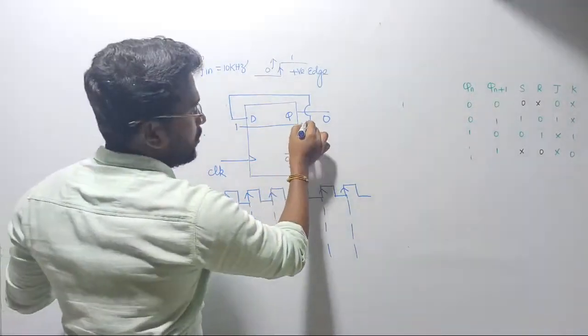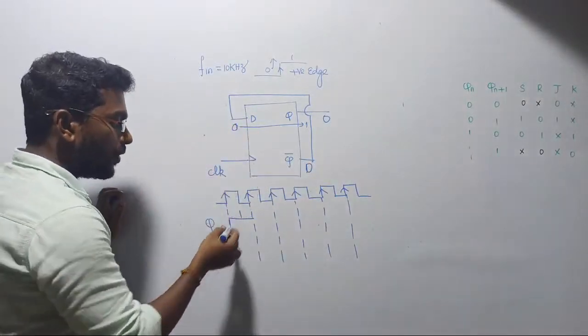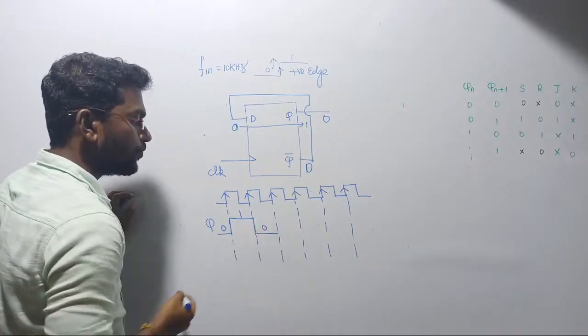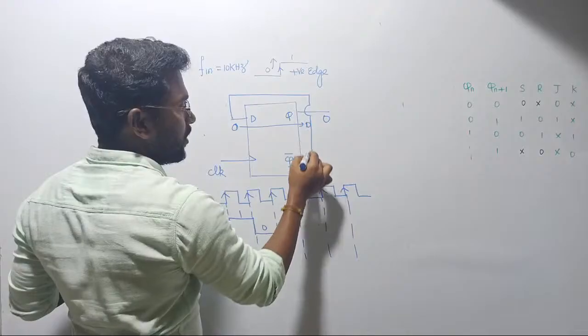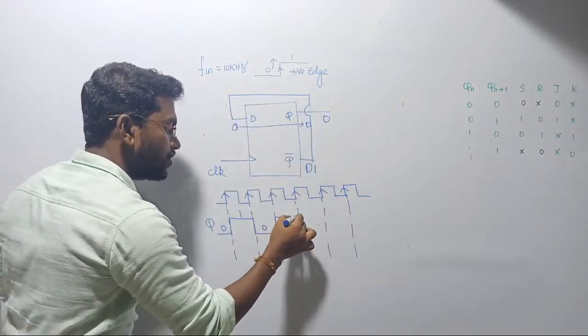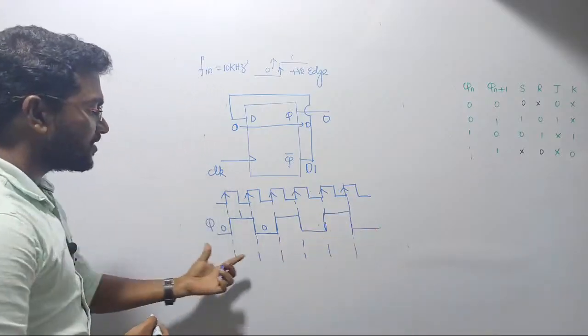Now if it is 1, then what will happen? Automatically it will become 0. Once again 0 will come here. Now while applying the next clock pulse, again it is shifting its value from 1 to 0. Again, if it is 0, then it will become 1. So 1 will come here. Once again while applying the next clock pulse, it is going from 0 to 1. It will be continuous, of course. Now the question is what? This is our output waveform.